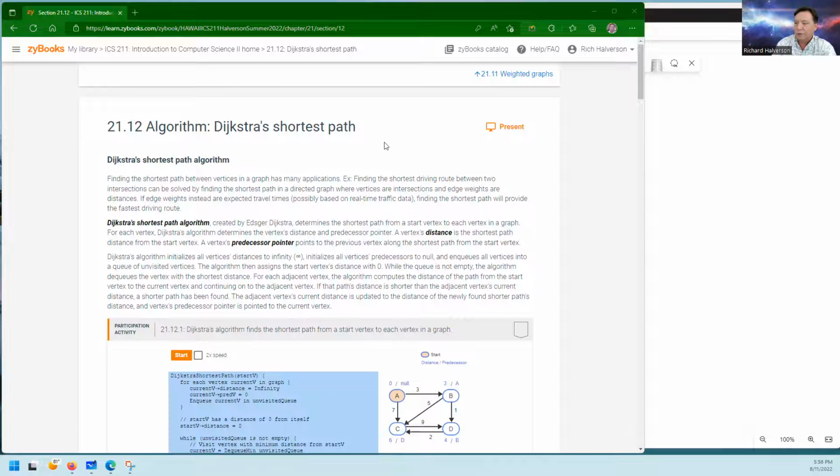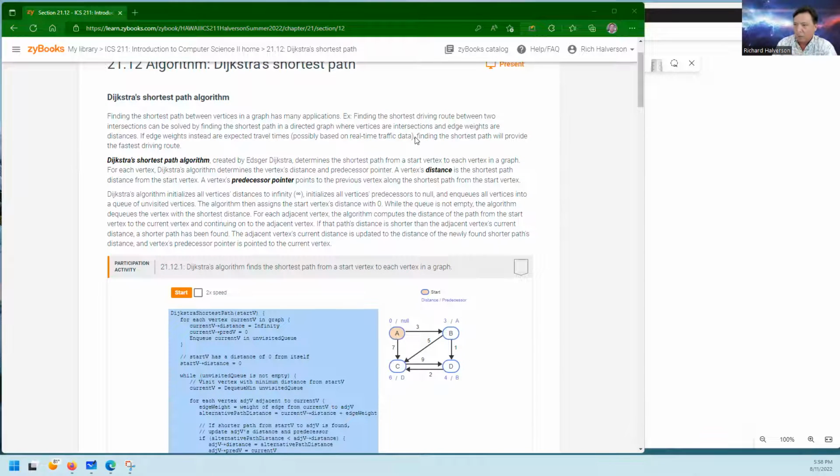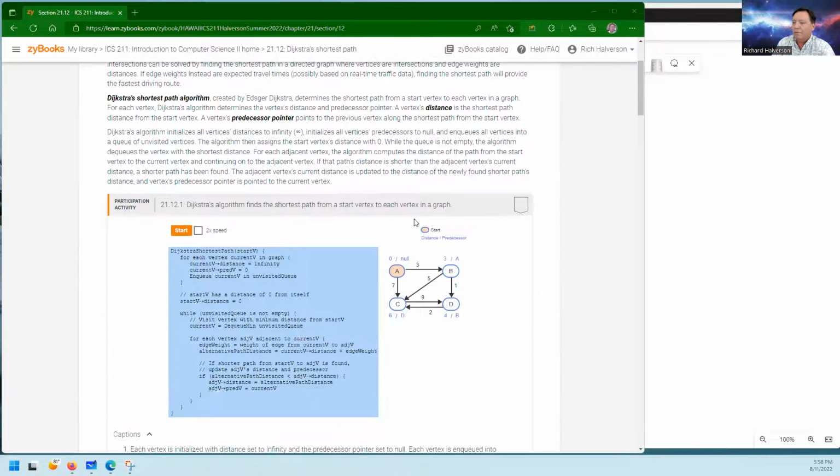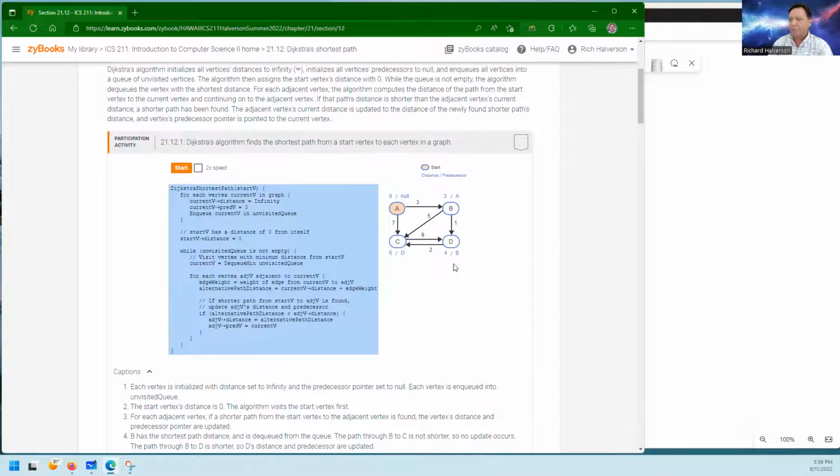It's the Dijkstra's shortest path algorithm, and basically what Dijkstra's shortest path algorithm does is it figures out, from a particular node or vertex, we're looking at a weighted directed graph, the shortest path from a starting vertex to all the rest of the vertexes. Okay, and the way it does it is it builds this.